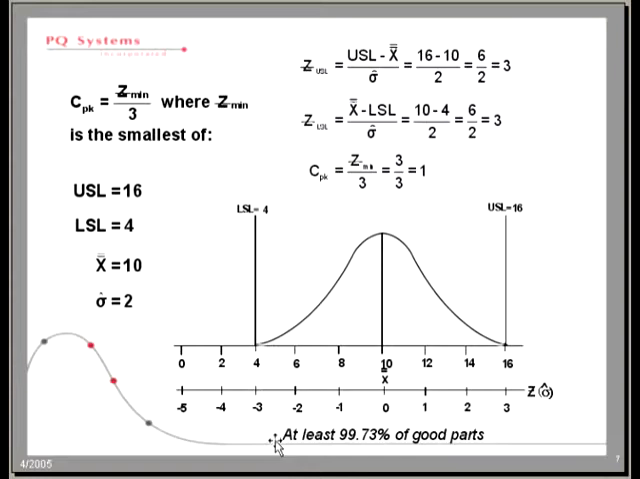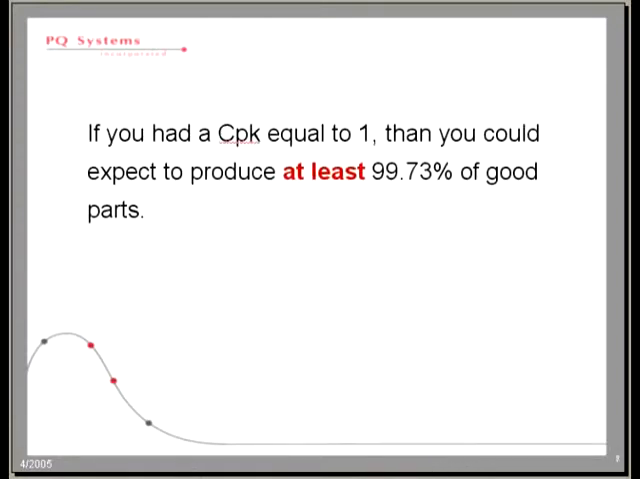What does that say in English? I'm producing at least 99.73% good parts. All right, well, wait a second. What about this word "at least"? Why did I use that word instead of being definitive? Well, let me give you a second situation that can bring that out very nicely.